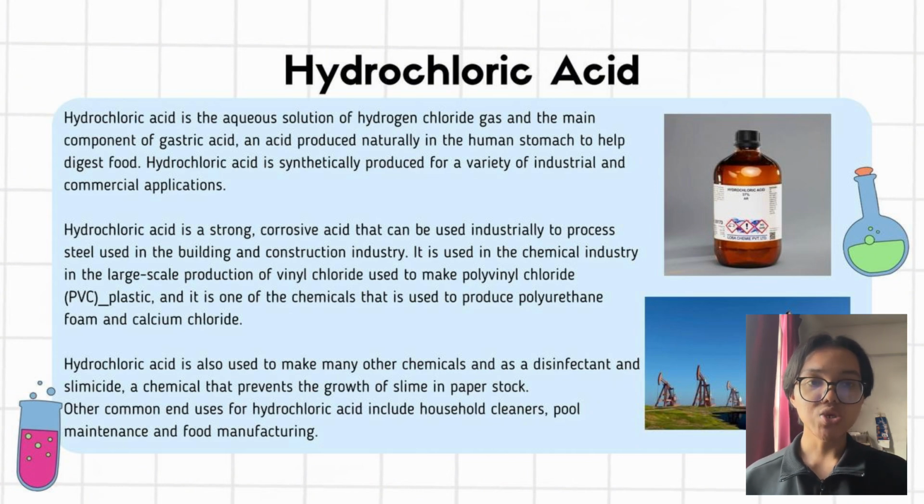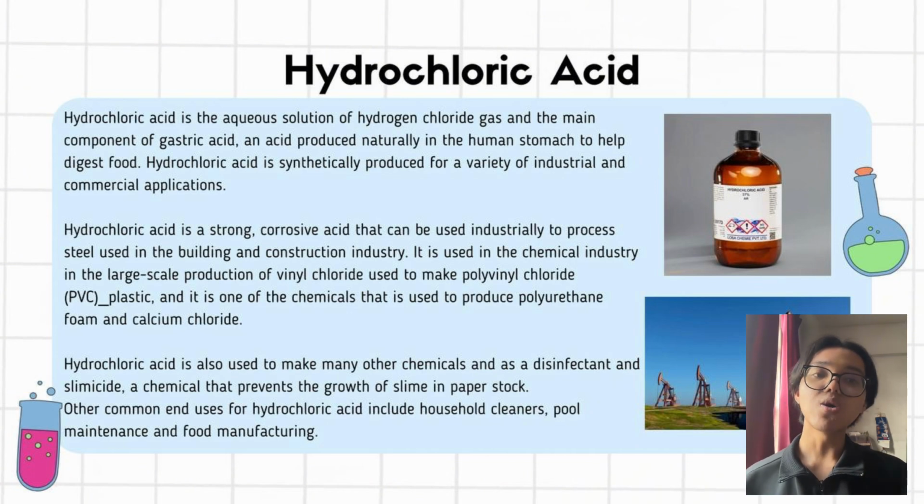Hydrochloric acid is a strong corrosive acid that can be used industrially to process steel used in the building and construction industry. It is used in the chemical industry in the large-scale production of vinyl chloride used to make polyvinyl chloride (PVC) plastic, and it is one of the chemicals used to produce polyurethane foam and calcium chloride.